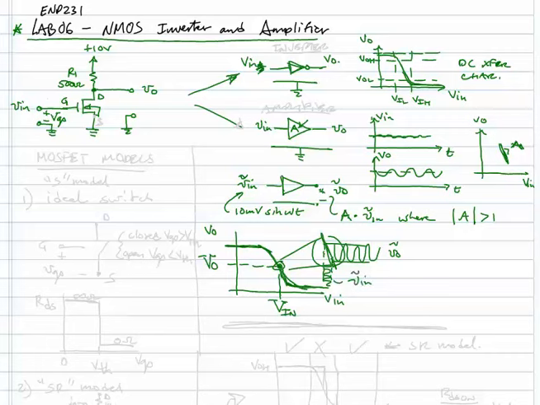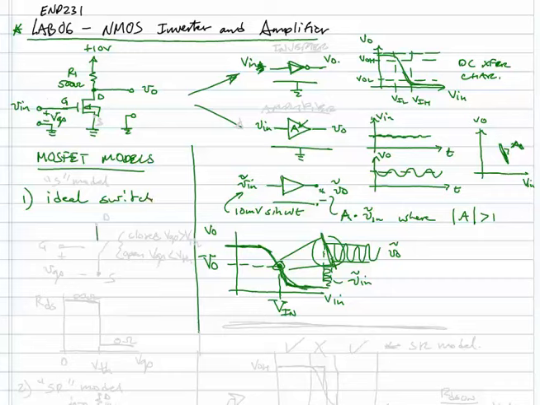So we've already talked in class about one model for the MOSFET. You're going to need a model for the MOSFET in order to study these circuits. So let's cover that, MOSFET models. There are several models. One would be the ideal switch model.